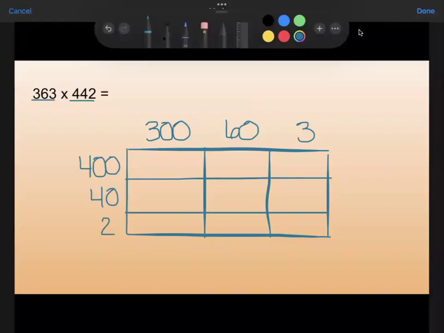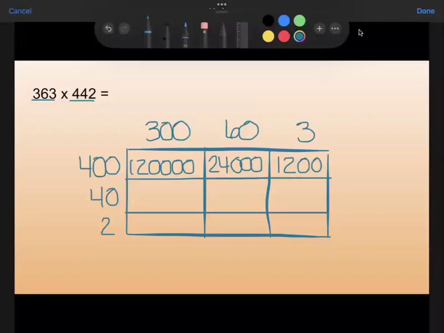Okay, so that means for that top left box, we're going to be multiplying the number above it, which is 300, times the number to the side, which is 400. So 3 times 4 is 12, but then I have to add 1, 2, 3, 4 zeros to that. For the one just to the right, we're going to be multiplying the number on top, which is 60, times the number off to the side, which is 400. 6 times 4 is 24, and then we're going to add 3 zeros to that. And then all the way to the right of that row, 3 times 400, 3 times 4 is 12, and then add 2 zeros.